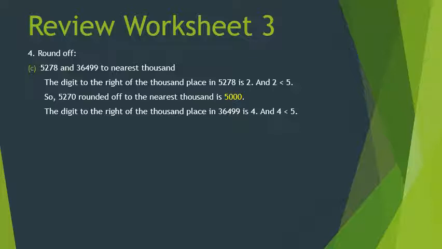Now let's move to the next number, which is 36,499. The digit to the right of the thousand place in 36,499 is 4, and 4 is less than 5. So we will not change the digit at the rounding place, which is the thousand place, and the digit is 6, so it will remain 6, and we will replace all the digit on the right hand side of the 6 by 0. So 36,499 rounded off to the nearest thousand is 36,000.